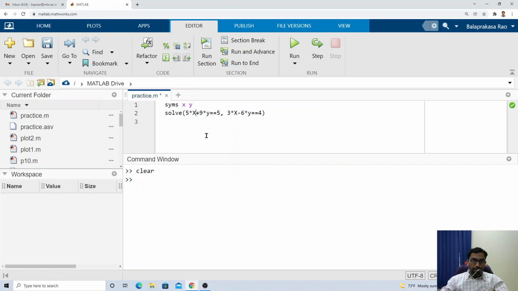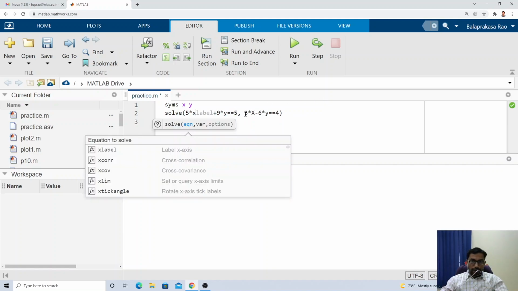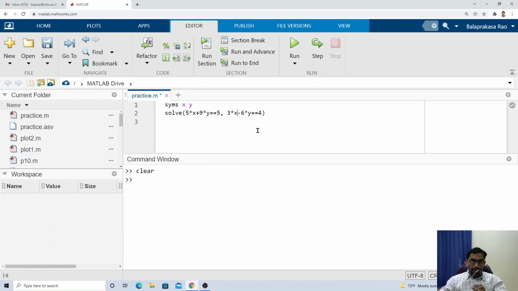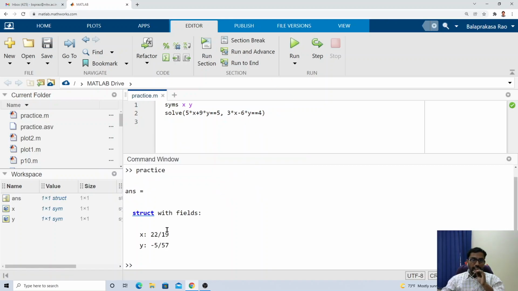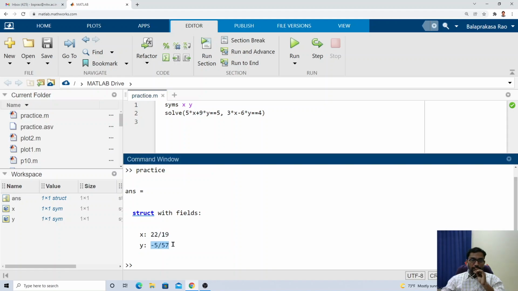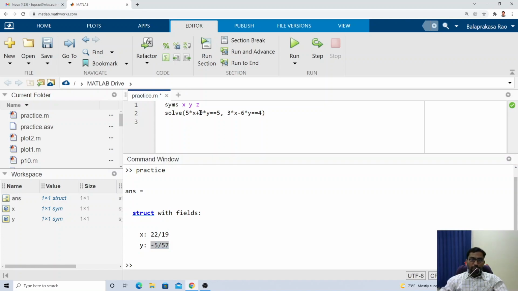Let us say this should be small x. If you run them, you will get x equals 22 by 9, y equals minus 5 by 57. So this way you can give not only linear equations, you can give some system of equations, not necessarily linear. You pass this system of equations to this solve function, and the solve function will simply solve them.